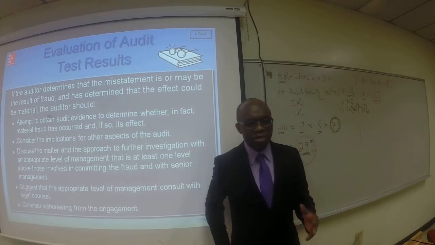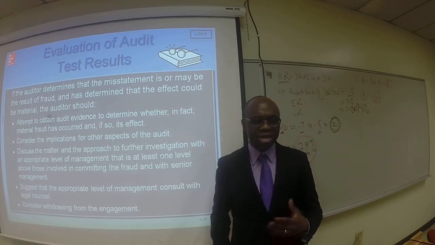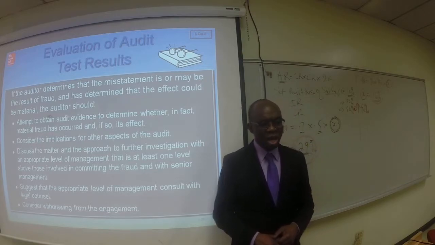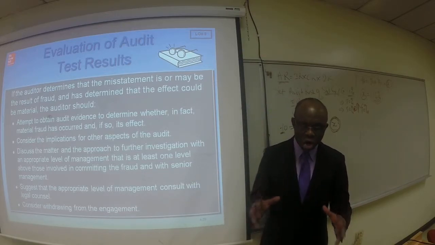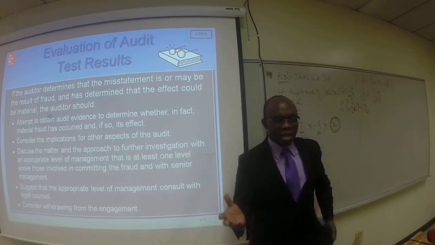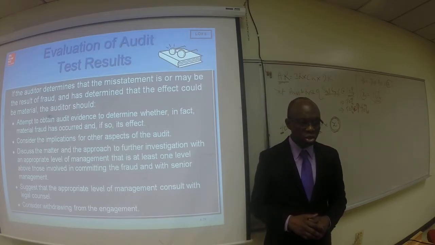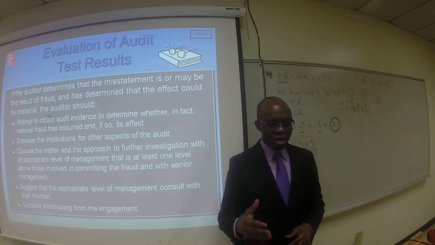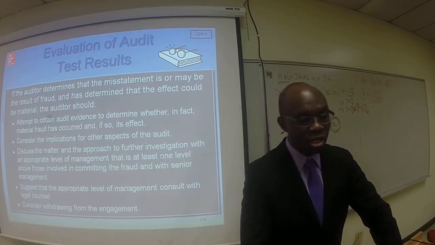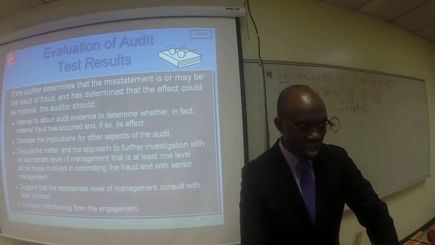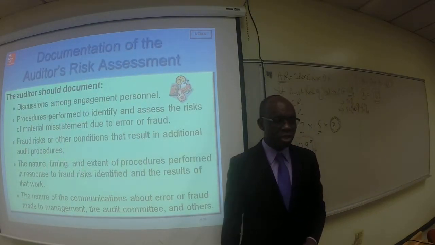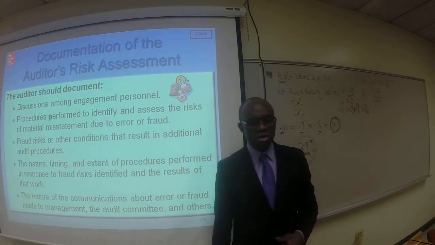If the auditor determines that the misstatement is or may be a result of fraud and has determined the effect could be material, then the auditor should attempt to obtain additional evidence to actually determine if this fraud actually occurred, consider implications for other areas of the audit, discuss the matter for further investigation, talk to management or suggest the appropriate level of management, consult with legal counsel. As a matter of fact, ultimately, depending on the seriousness of the fraud, the auditor might want to consider withdrawing from the audit. Now, documentation of auditor's risk assessment.